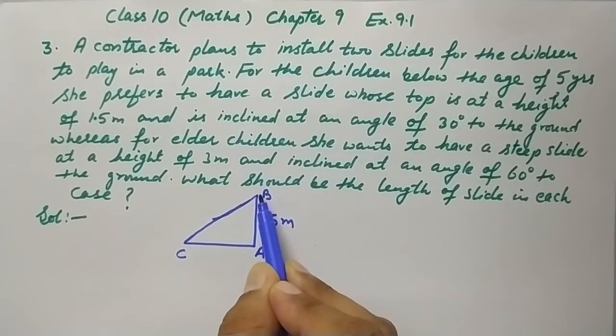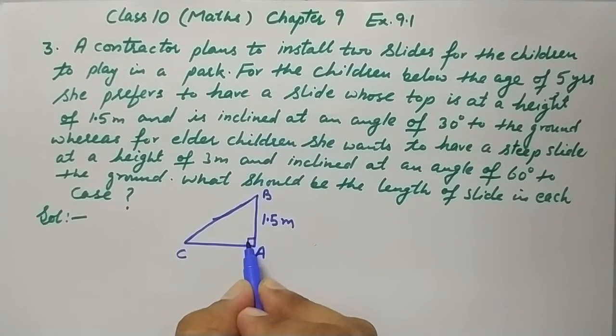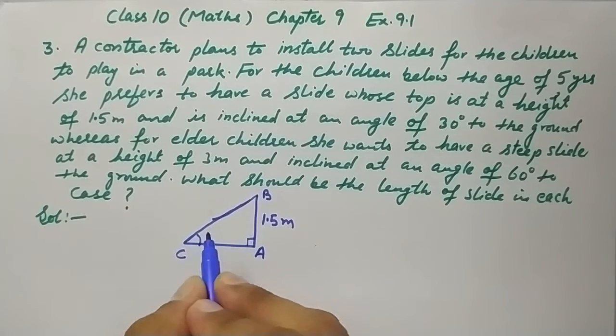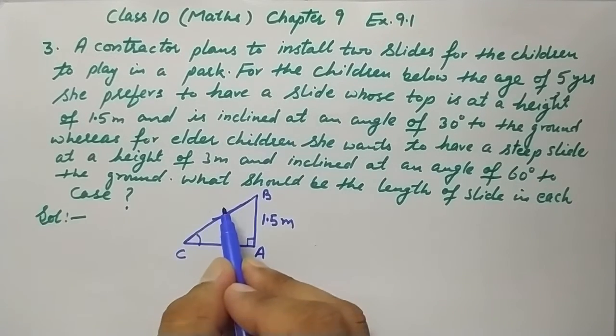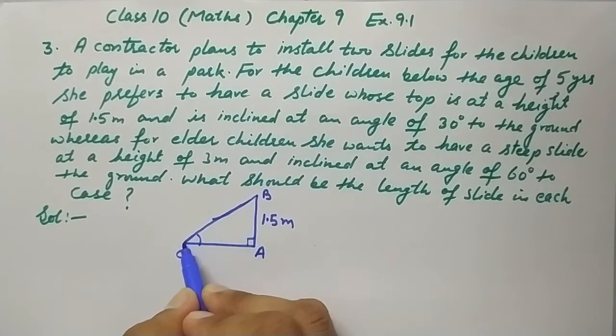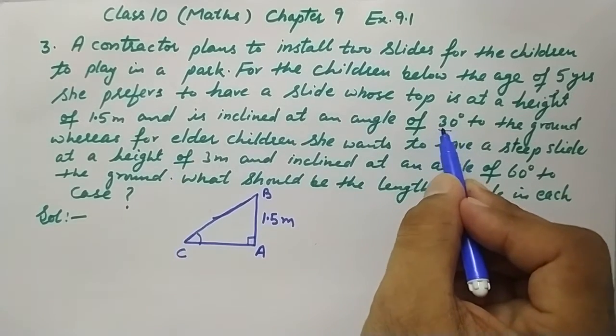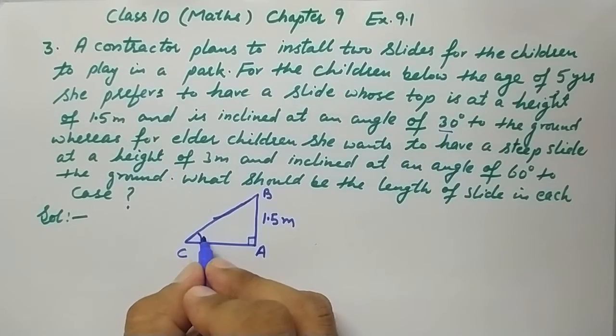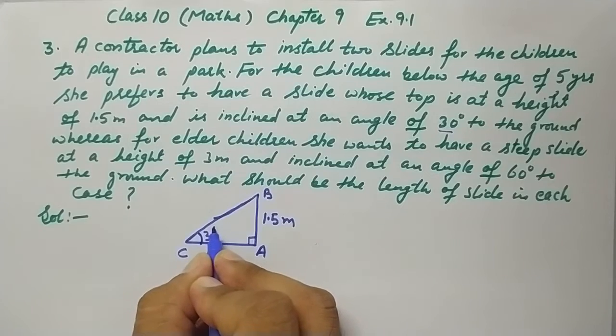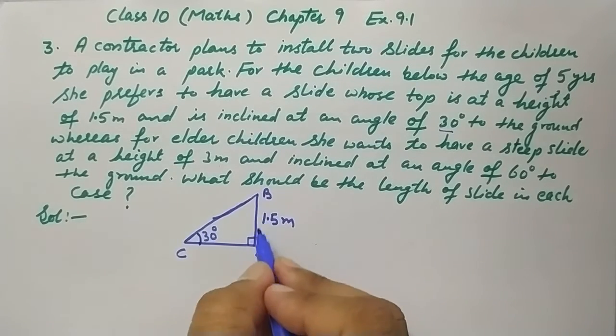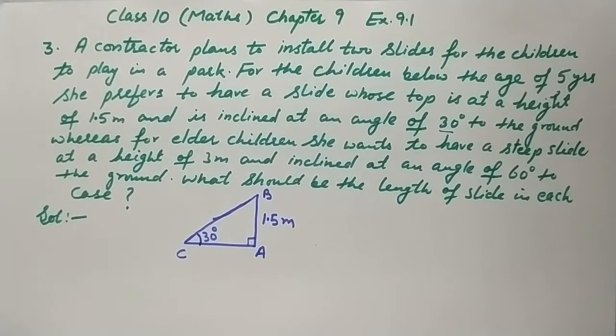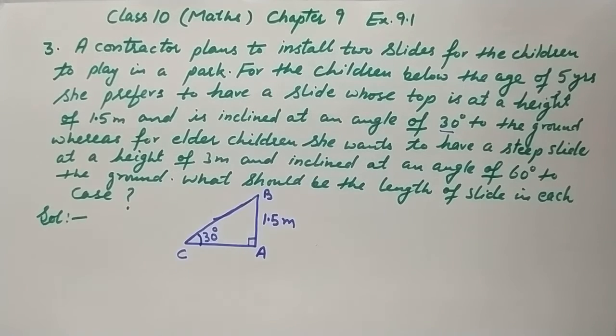It's very easy. One length is given to us in the right angle triangle, and this angle is also given to us: the slide is inclined at an angle of 30 degree to the ground. Inclined means this angle is 30 degree. So AB is given, and we can find out BC by using trigonometric ratios.